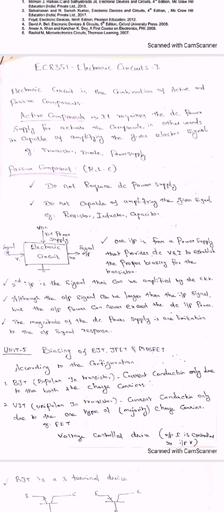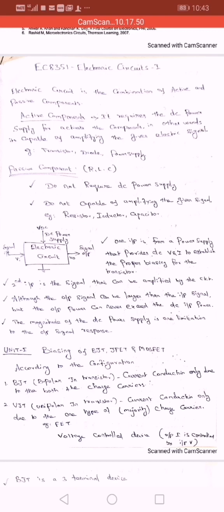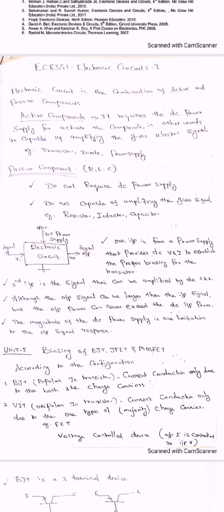Let's see. Active components means they require a DC power supply. Examples of active components are diodes, power supplies and transistors. These components require the DC power supply to work in the circuit. If any circuit should work, it needs a DC power supply. That type of component is called an active component.